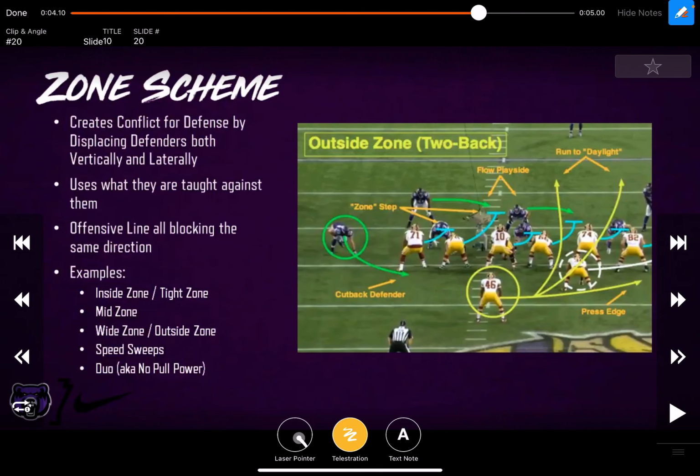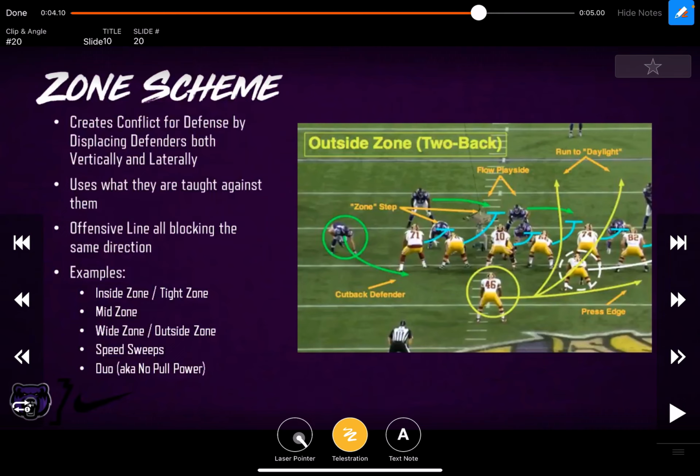Examples of this, which we'll take a look at, a couple of them are inside zone, or some people call it tight zone, depending on the system. Mid zone, which basically the only difference between inside zone, where you're aiming somewhere in here, the A gaps, and mid zone, you're probably working somewhere closer to the aiming point of the tackle for the running back. And then wide, outside zone when you're getting really out there. Now you're talking about aiming at the tight end or wider. There's debate about that, but whatever. That's pretty much the gist of what you're going to see there.